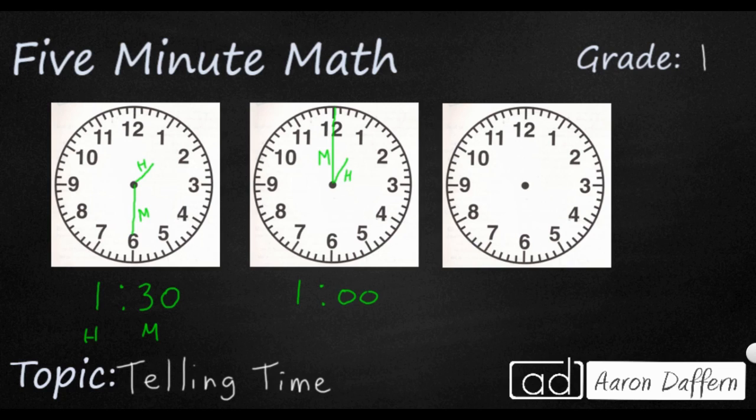So let's do one last one. Let's do 12:30. This is going to be kind of tricky. We've got our hour, we've got our minute. Go ahead and put our minute hand down here. Remember, the hour hand is not going to point at the 12. It's going to point a little bit past the 12. So it's going to be between the 12 and the 1. And that's how we can show 12:30.